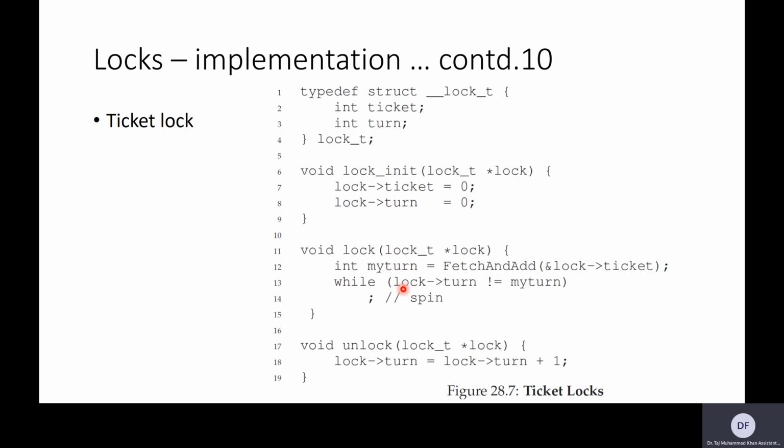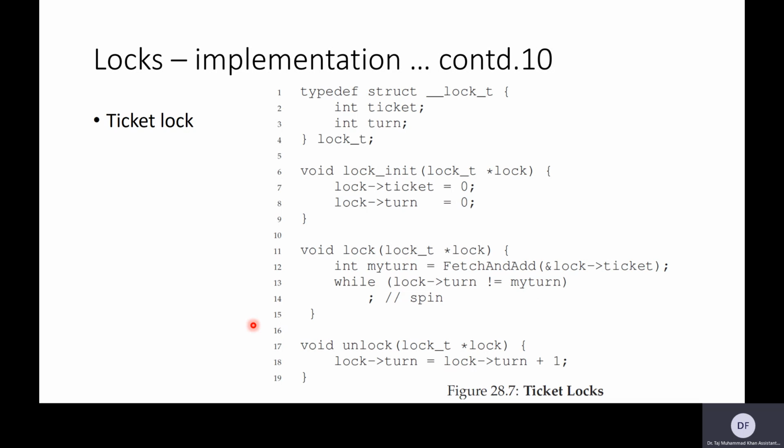So this thread T1 will basically look at lock arrow turn, which is 0 initially, and my turn, but they both are equal, so this condition is false, and this means that my turn has come. Okay, so this thread will see, my turn has come, so it will exit this loop and the lock function will return and it will enter the critical section.